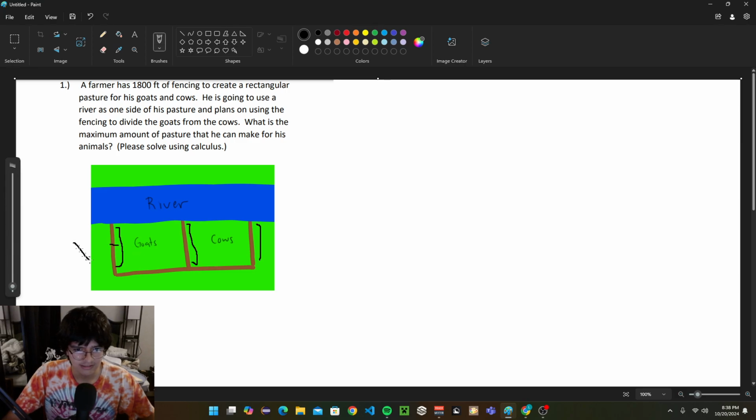So the first thing we can automatically see is that this width, they're all equal. So this is going to be x, this is also going to be x, and this is also going to be x. So now, what is our length? What is this part right here?